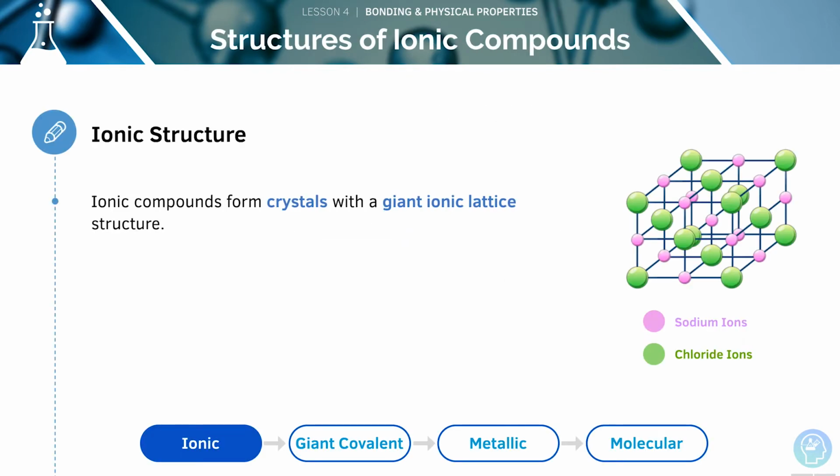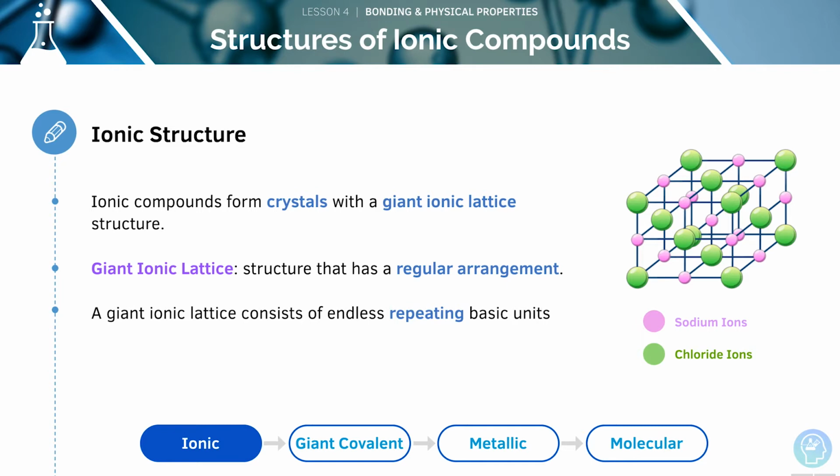Ionic compounds will form crystals with a giant ionic lattice structure. Something you should bear in mind is that giant in this case does not mean that the structure is large. In this context, giant means it is indefinite to say exactly how many ions are present. A giant ionic lattice is a structure that has a regular arrangement. The reason that a giant ionic lattice has a regular arrangement is because the units or crystals it is made up of are exactly the same, or repeating.